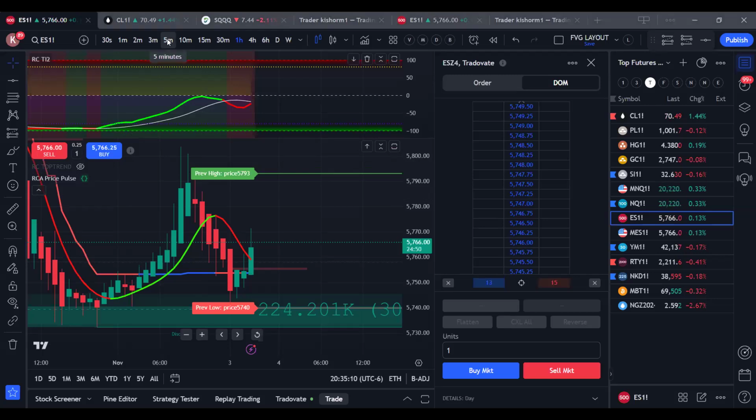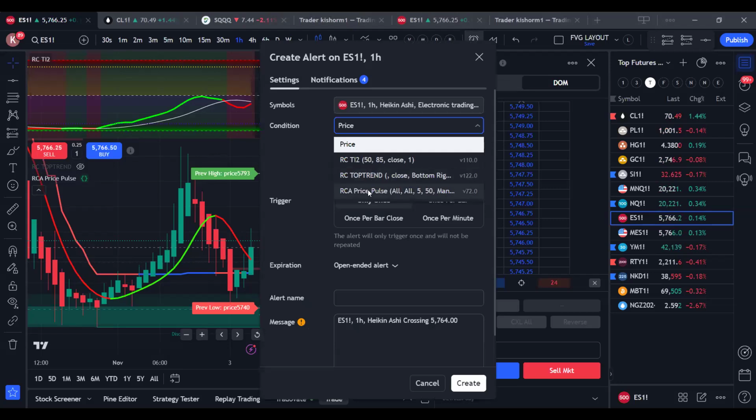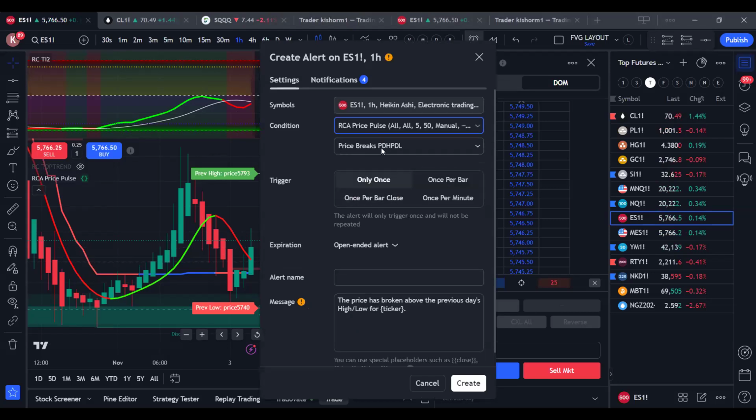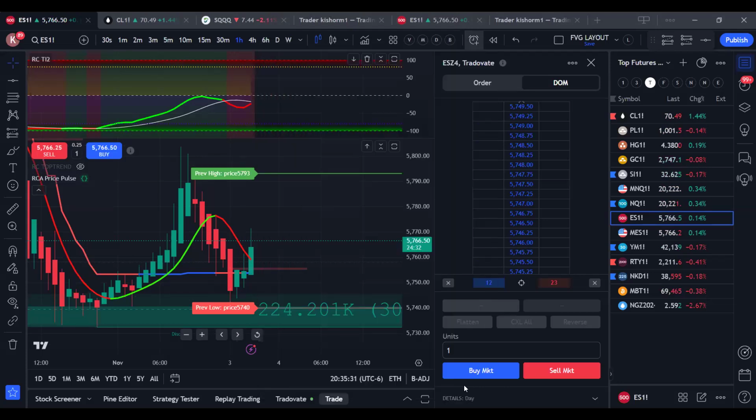so now you have to go to, for step number one, price pulse already has it. For step number two also, you can go and select price pulse, price breaks previous day high or previous day low. You can create an alert, so you don't need to keep watching. Choose above it or below it. If I just click on create, whenever price breaks this, you will receive a notification.